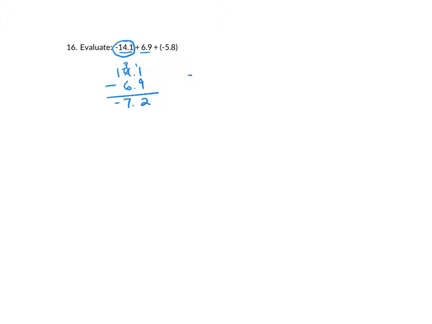So now I have negative 7.2 plus a negative 5.8. Since the signs are the same, I'm going to add those two numbers together, 7.2 plus 5.8. I'm actually adding the absolute values of those numbers together. I am going to get 13.0 for an answer, and I'm going to use the same sign. So my final answer to this problem is negative 13.